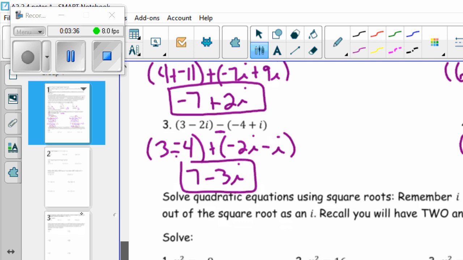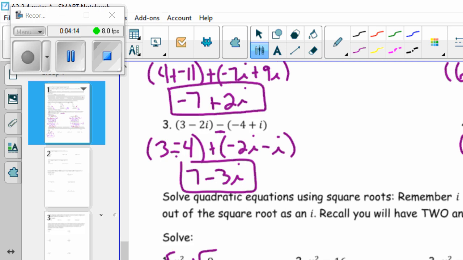All right, next we're going to look at solving quadratic equations using square roots. Remember that i is equal to the square root of -1, so you always pull the negative out of the square root as an i. Recall that you will always have 2 answers when you take the square root, both your positive and negative. So number 1, x squared equals -9. x squared is already by itself, so take the square root of both sides. So I get x equals positive and negative. The square root of 9 is 3. Then the square root of -1 comes out as i, so positive and -3i. Those are my 2 answers.